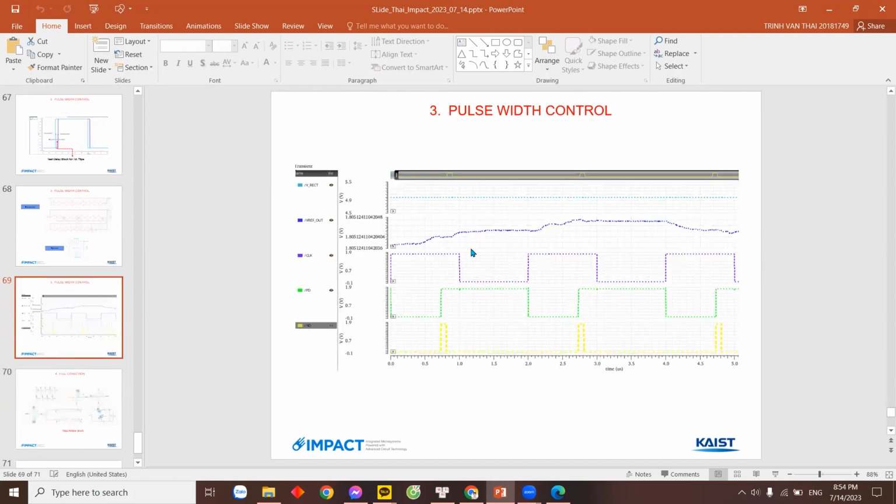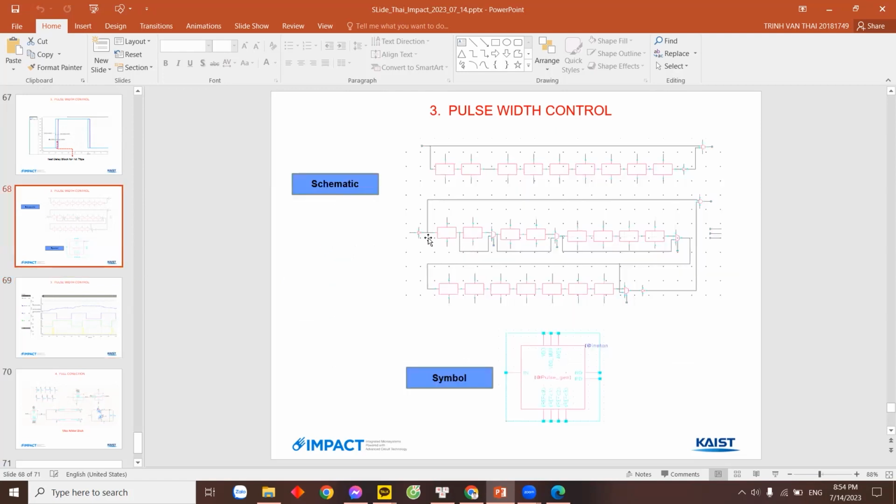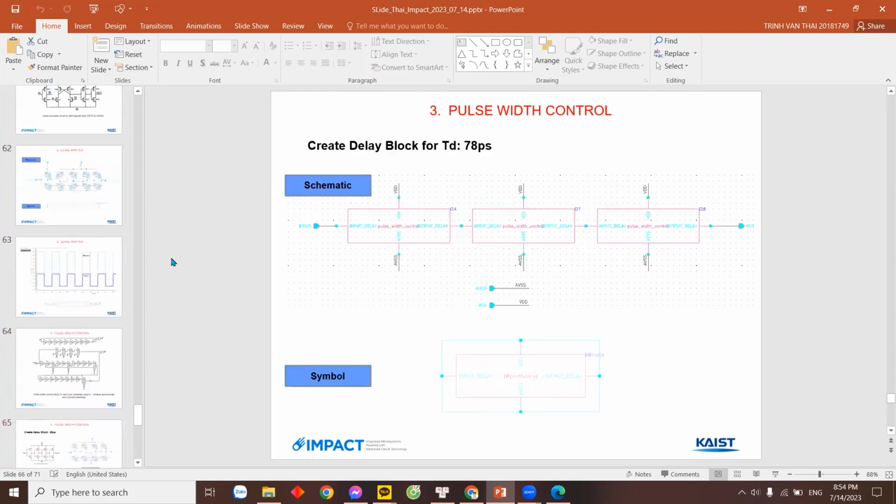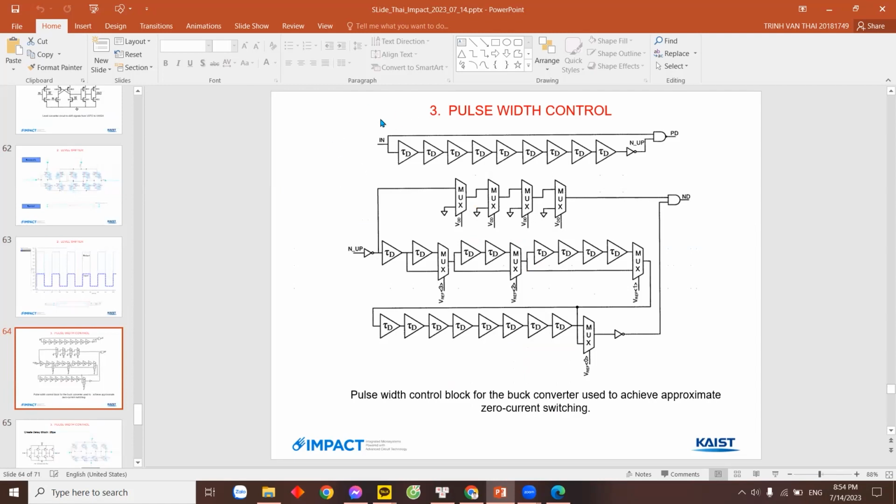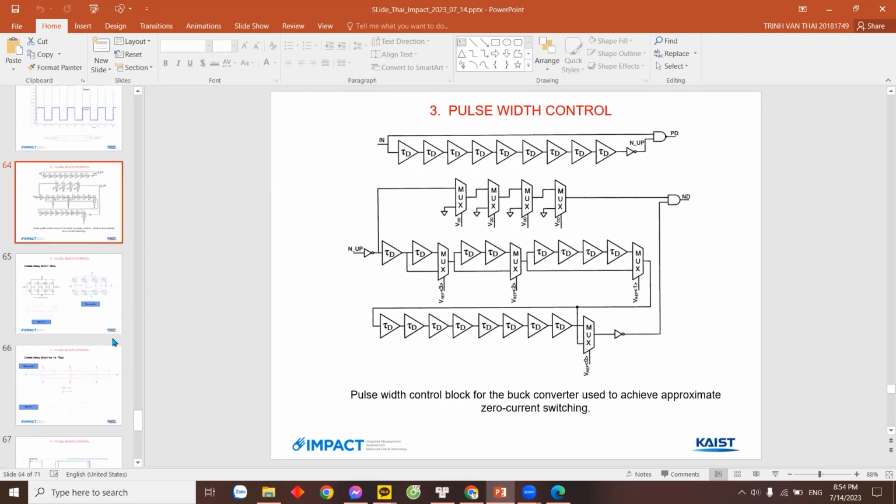But when I test, I don't understand the output. I don't know exactly the input. The input here is from the arbiter, but I don't know the shape of its signal. Okay, let's continue.